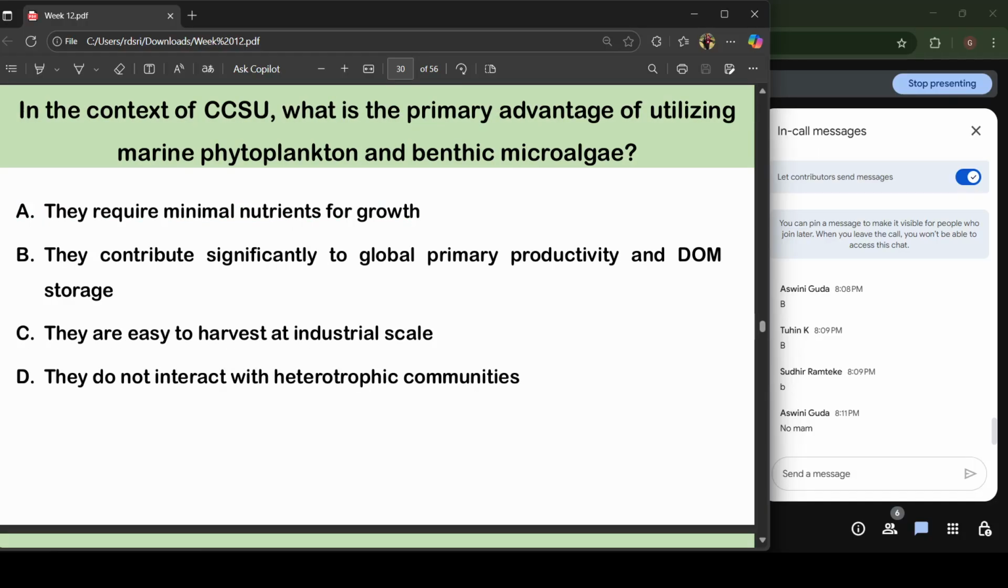If you have any further clarifications, you can always post in the chat box. If not, if you are convinced with the answer, then it is okay. If you want me to repeat also, please post it in the chat box.